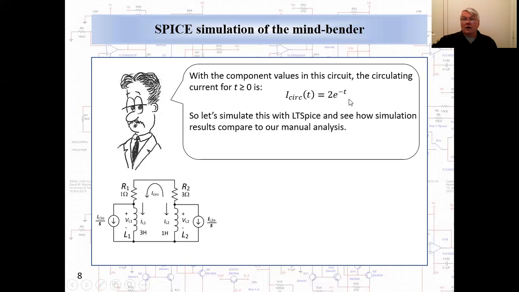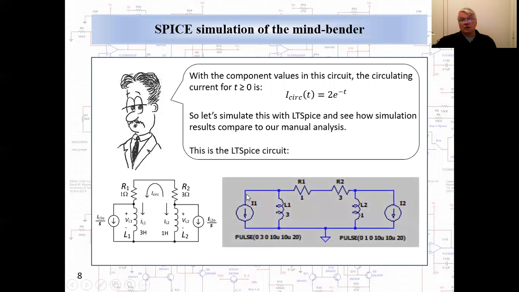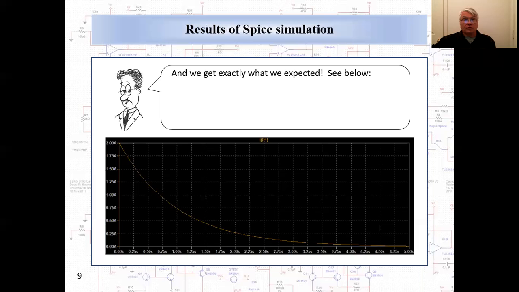So let's verify our answer. Let's simulate this circuit with LTSpice and see how simulation results compare to our manual analysis. This is the LTSpice circuit. And in the analysis, this is a circuit for transient analysis with pulsatile current sources. Pulses that switch on go to 3 amperes at t equals 0. This one goes to 1 ampere at t equals 0. Let's see how the circulating current is calculated by LTSpice.